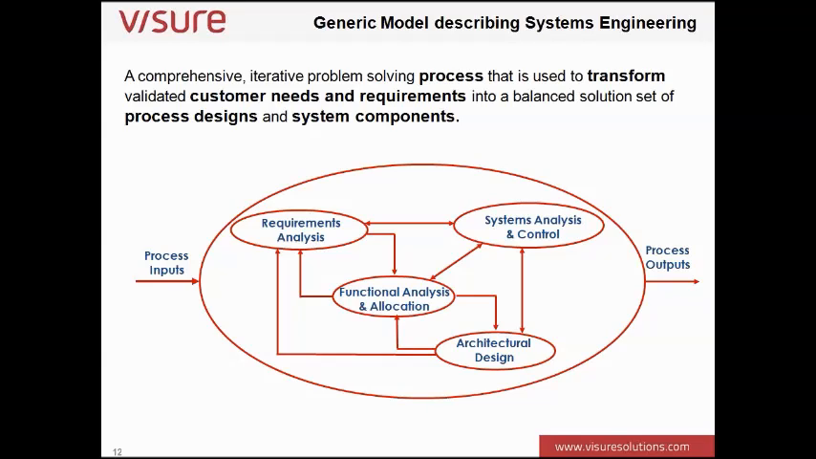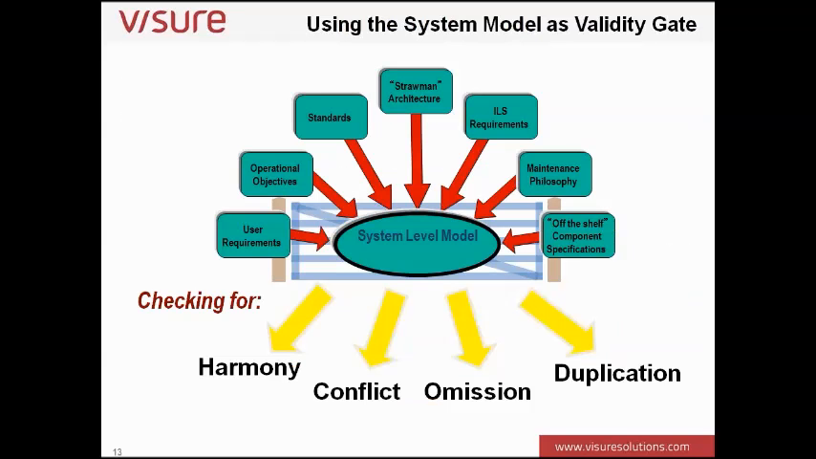So the generic system model describing system engineering is a comprehensive and iterative problem-solving process that is used to transform validated stakeholder needs and customer needs and requirements into a balanced solution set of process designs and system components. So you've got the input and the output and some processing that goes on in the middle. And don't forget, again, your functional analysis is very nicely covered by your system models. Your non-functional analysis is actually in reality better covered through the world of text.